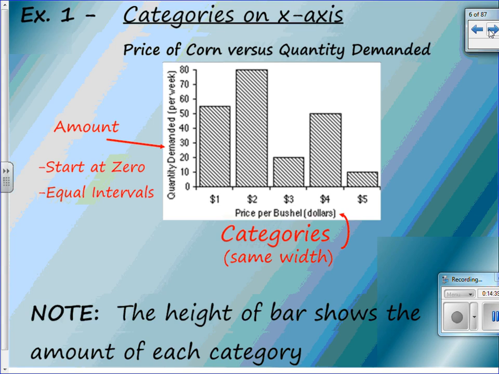So the height of the bar shows the amount of each category. Notice how these are equally scaled. They go up by 10 each time. And then you have these nice bars to show, well, if it costs $2 per bushel, we have the highest demand. So you'll do this in economics, which you'll take your junior year of high school, or upper school here, but you'll talk about demand versus price, or cost versus demand.